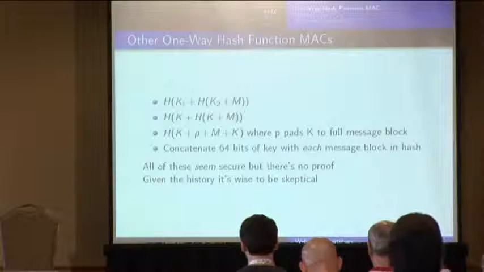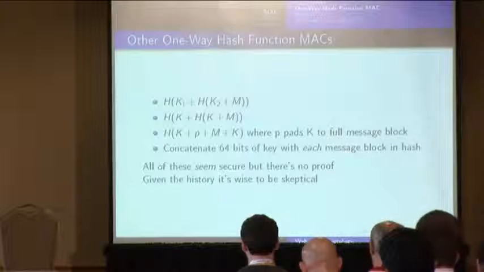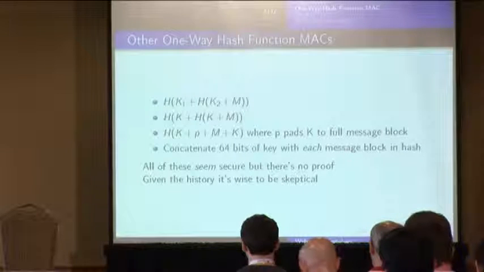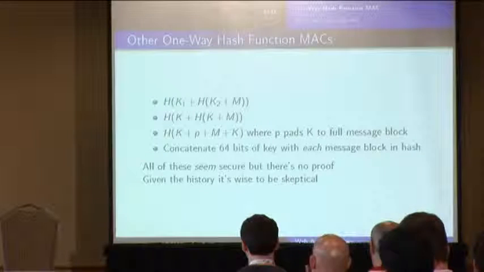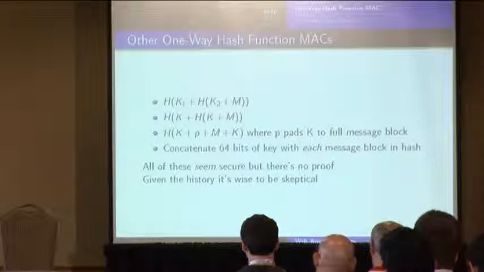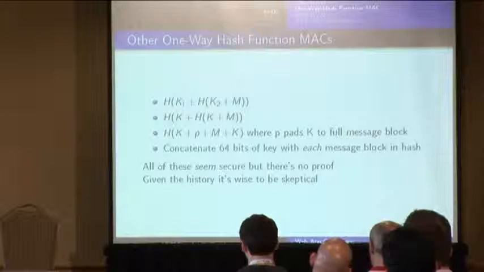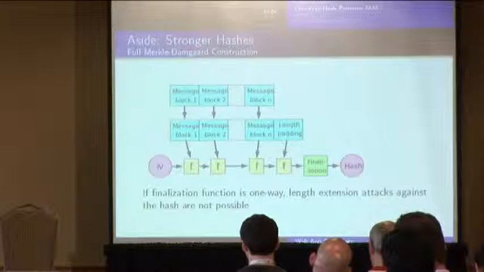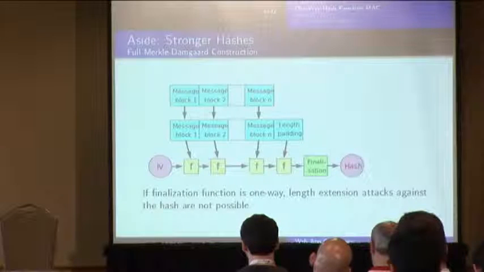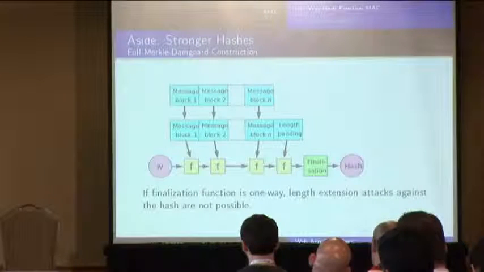Now, other one-way hash function MACs, a hash of one key plus a hash of another key plus the message, yeah. We get the idea. Everyone wants to try and use a hash. The problem with them is that they seem secure, but there's really no proof. And we're sort of skeptical of it. But thankfully, we don't have to figure this out because, let me give you an aside. There is another thing that you can do with Merkle-Damgård hashes, and that is you can do an extra finalization function that is one way. And it only operates on a single block. And I think Bruce Schneier recommends you can just use SHA twice. And the second one basically finalizes the first one so that nobody can go backwards.